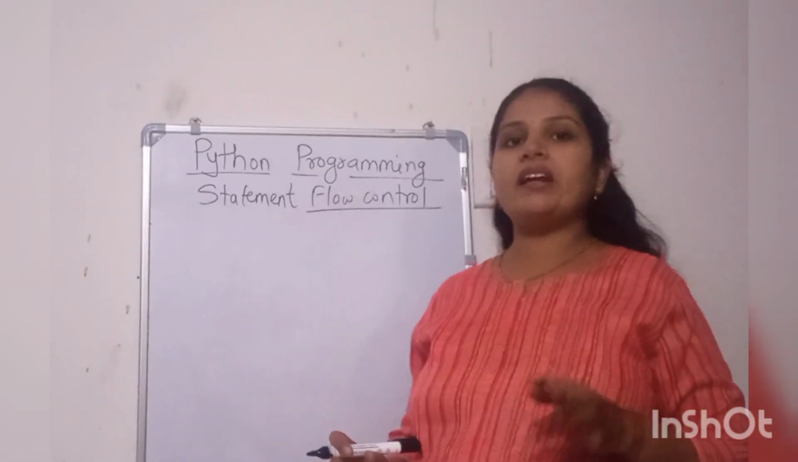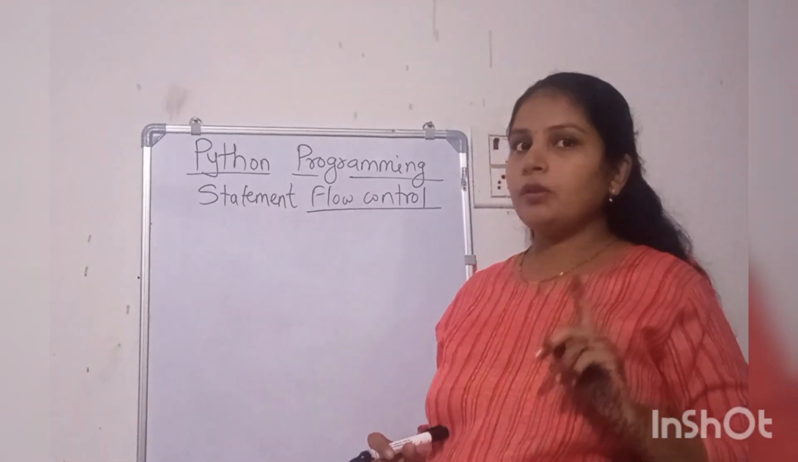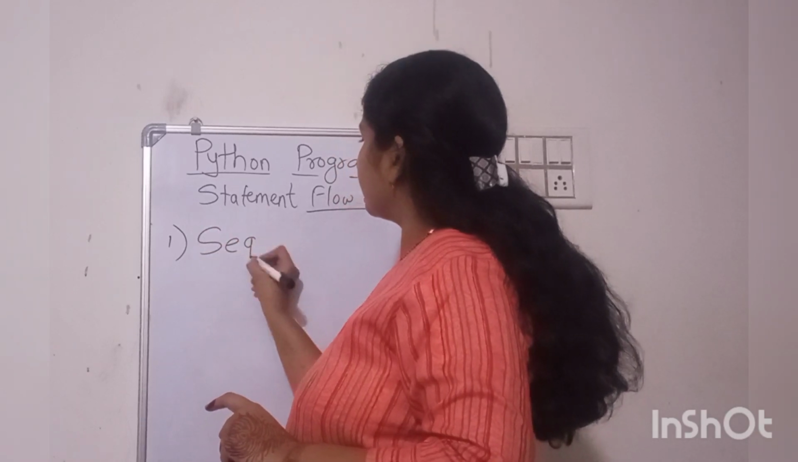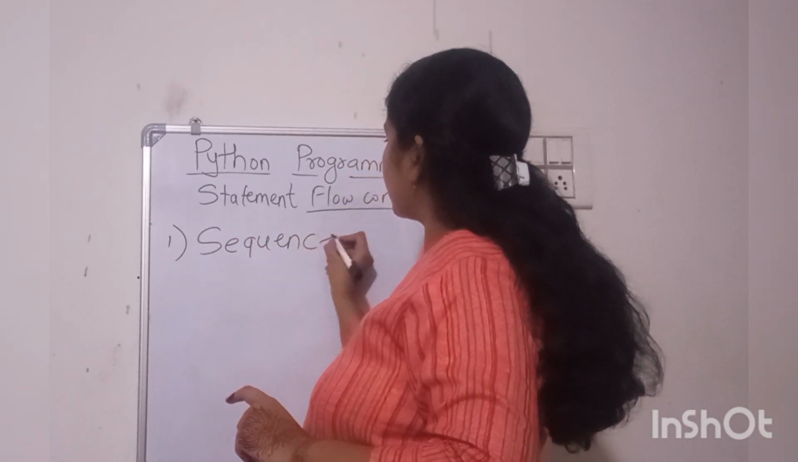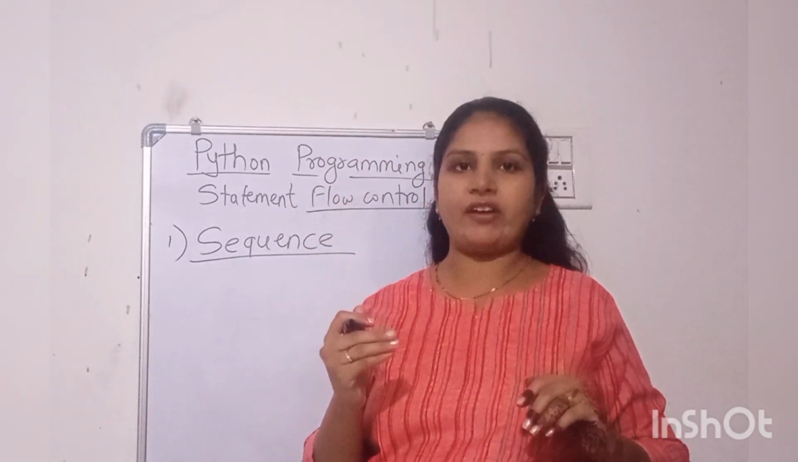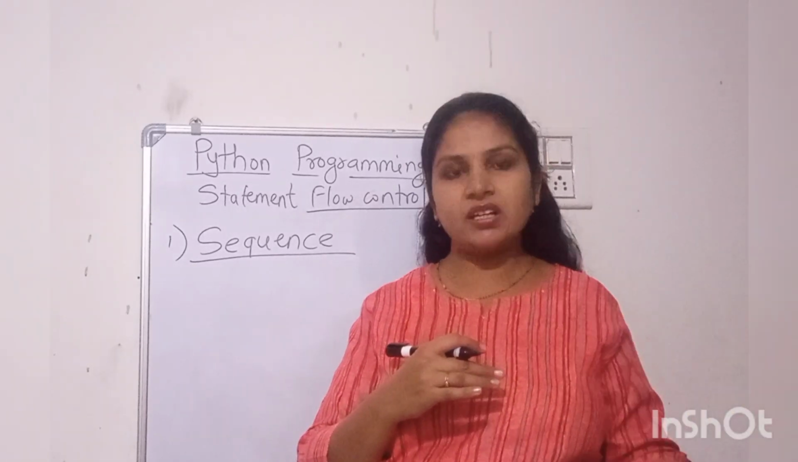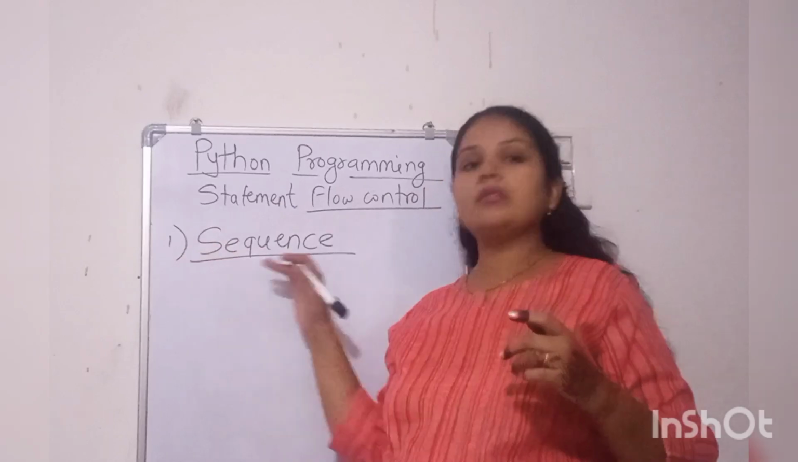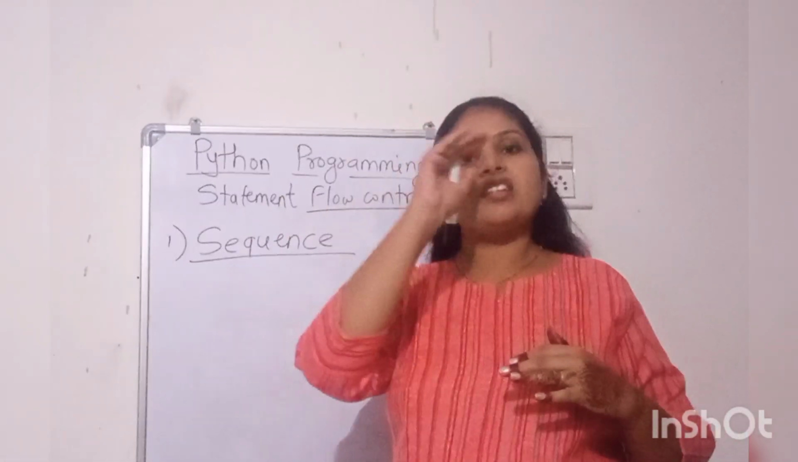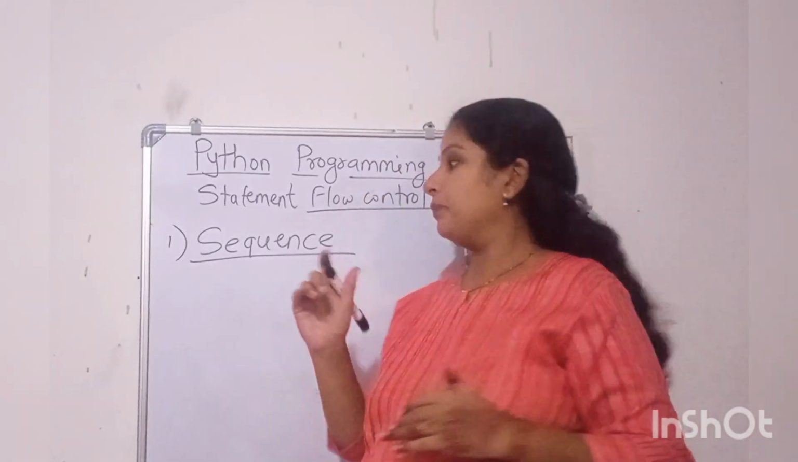So basically there are three types of statement flow control in Python programming. First is the sequence. Sequence means sequentially, in a linear fashion. Before this session, whichever programs we have seen, all those are a type of sequence flow control. That means the statements in the program are going to be executed sequentially.